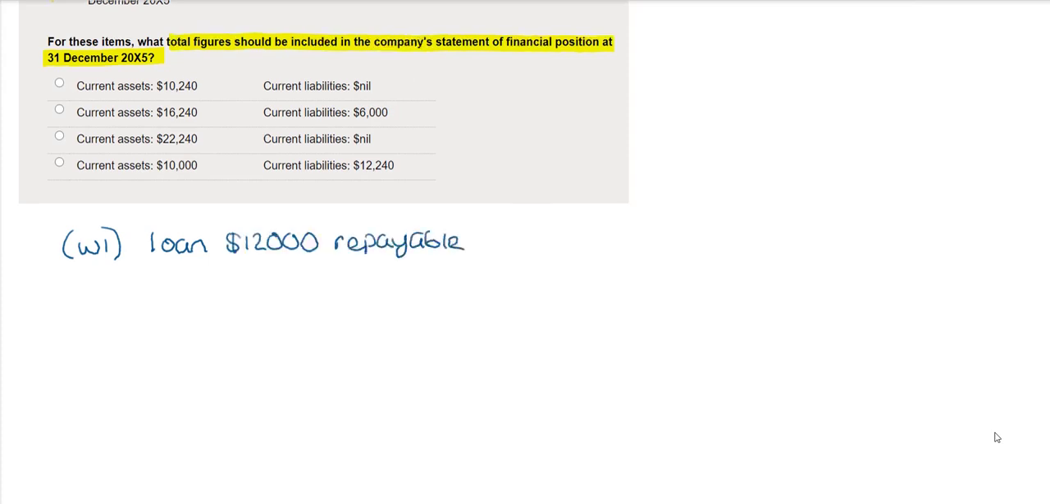These are amounts due to the company and so as a result should be recognised as an asset, and so therefore our $12,000 should be put into our current assets balance.